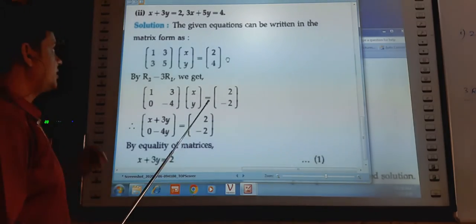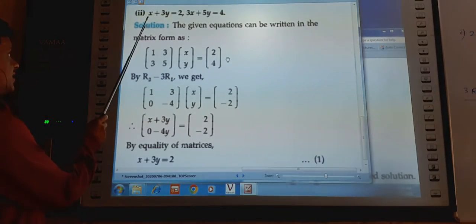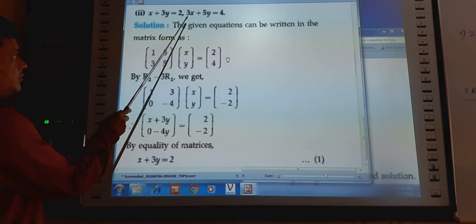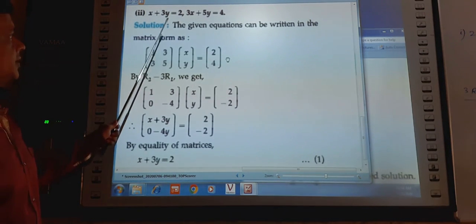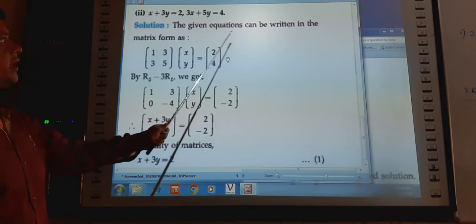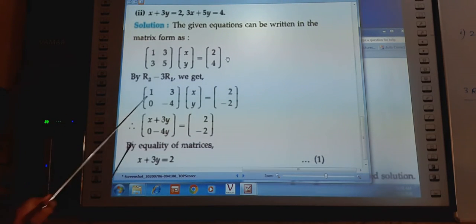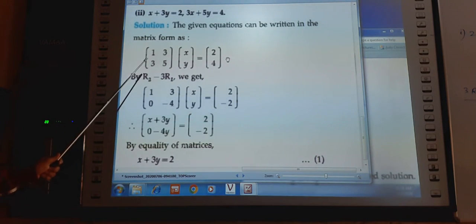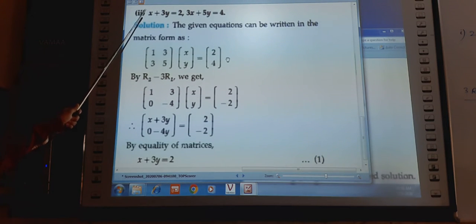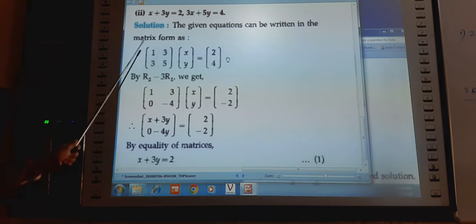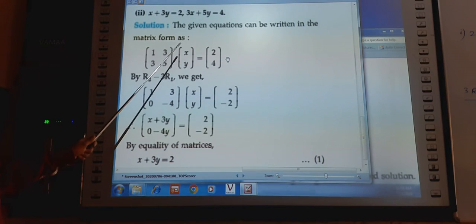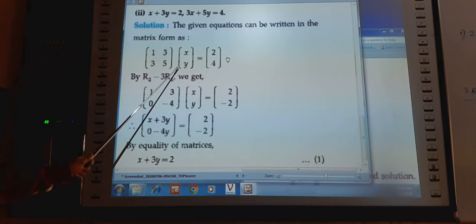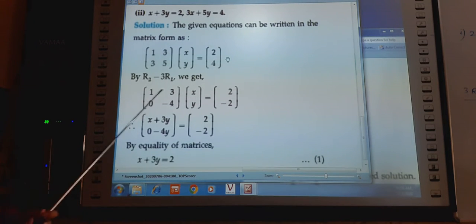Now see the next example. Equations are x plus 3y equals 2, 3x plus 5y equals 4. So first we write in matrix form. The given equation can be written in matrix form as, this is the coefficient matrix. Coefficients are in first row 1 3, second row 3 5. Variables are x and y, so we write the variable matrix, and constants are 2 and 4.